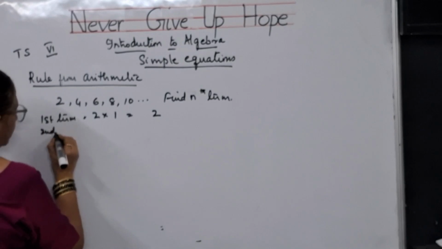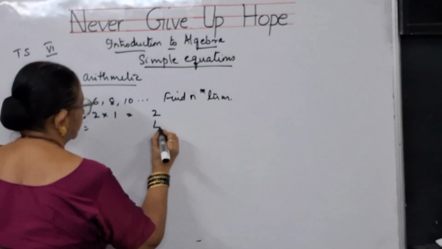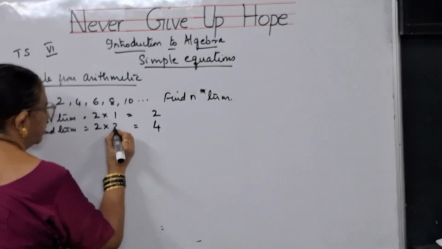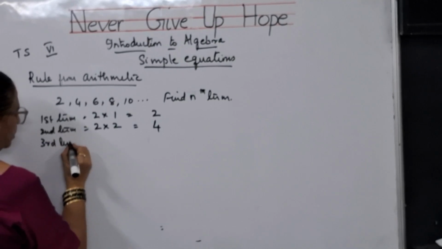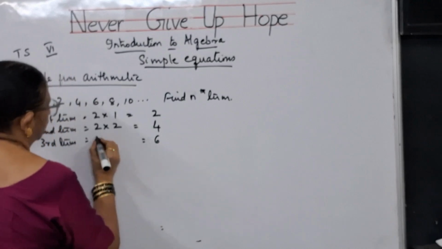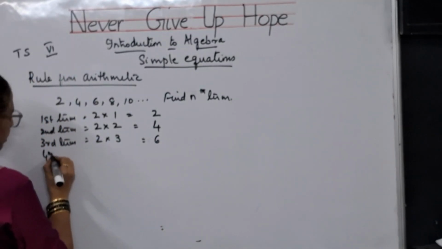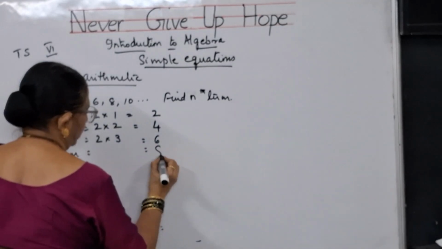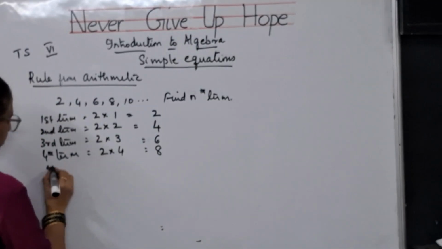Now the second term is given as 4. How are you getting 4? 2 if you multiply by 2, you are getting 4. What is the third term given? Third term given to you is 6. 2 multiplied by 3, you are getting 6. And the fourth term is given as 8. 2 multiplied by 4, you are getting 8.